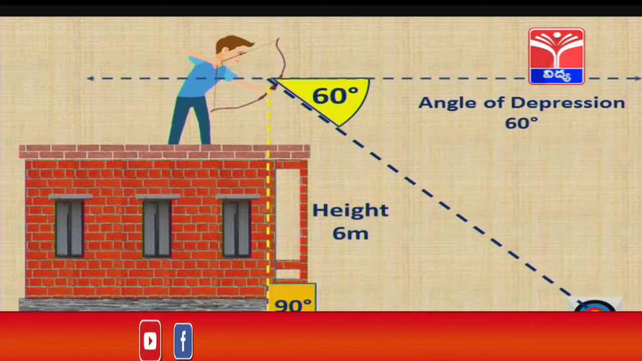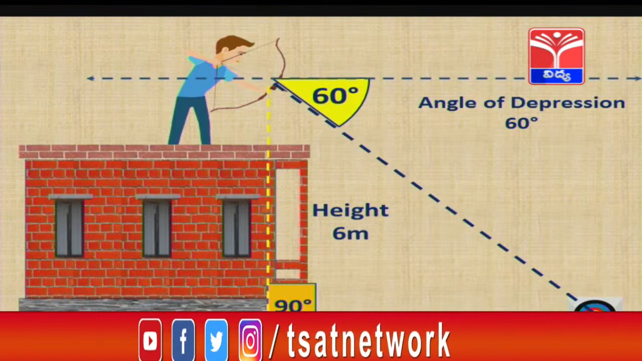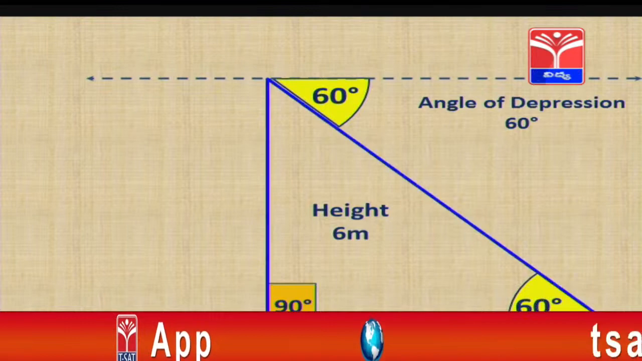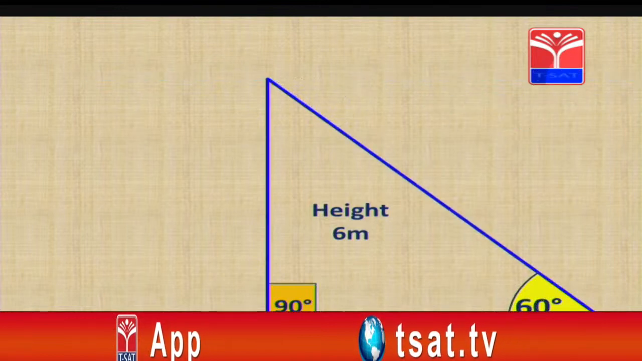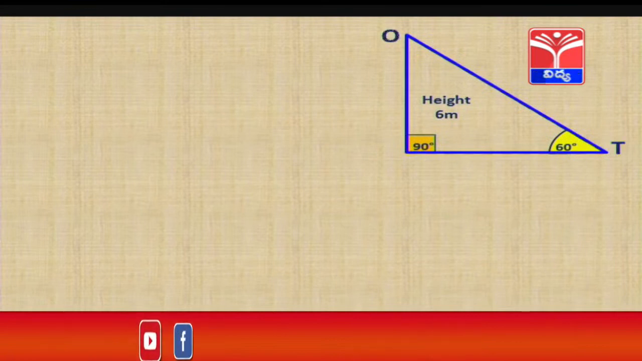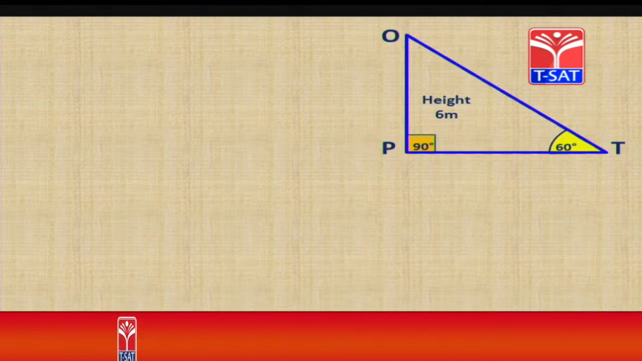Now, what is he asking? He is asking us to find the distance from the shooter to the target, is it not? This is going to become 60 degrees. This is a right triangle. Please see. Now, let me give the vertices O, T and P. P is the foot of the perpendicular, T is the point of the target, O is the point from where the person is going to shoot.